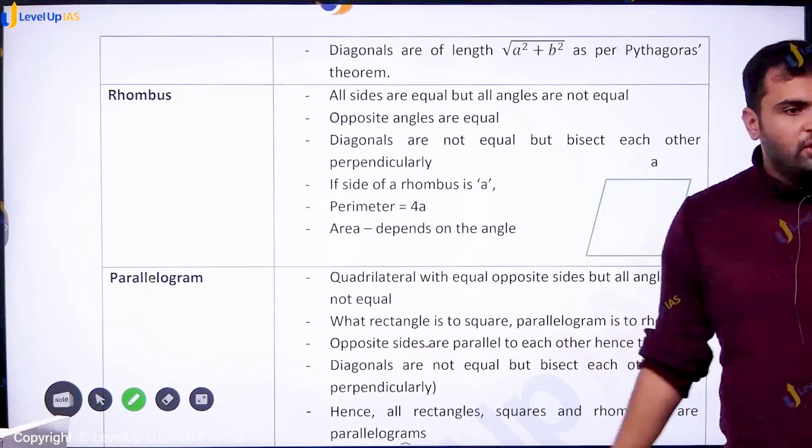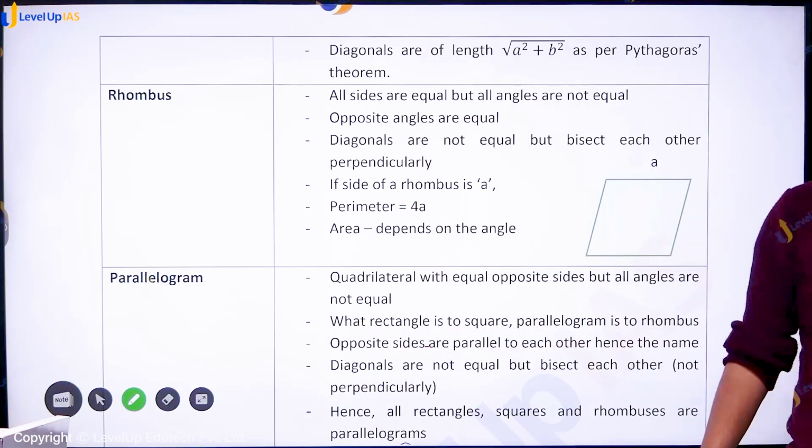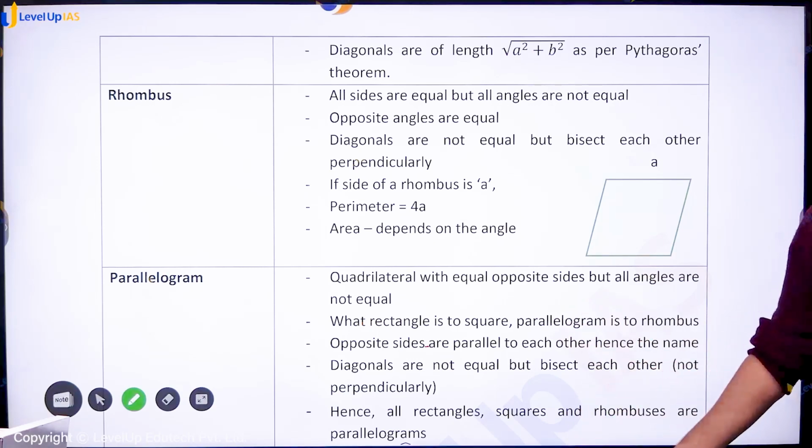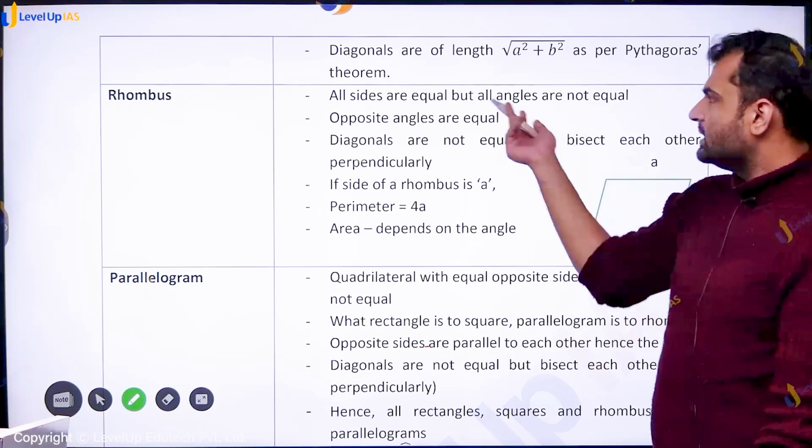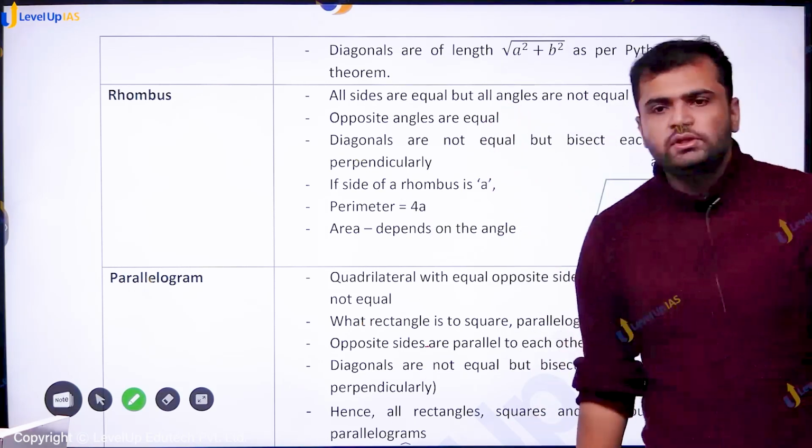So perimeter of a rhombus will be 4 times A, because lengths are A, na? Perimeter is just sum of the sides, so that is just 4A. All sides are equal but angles are not, then opposite angles are equal.